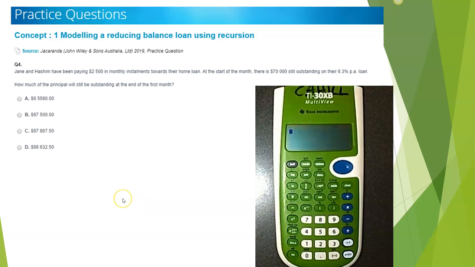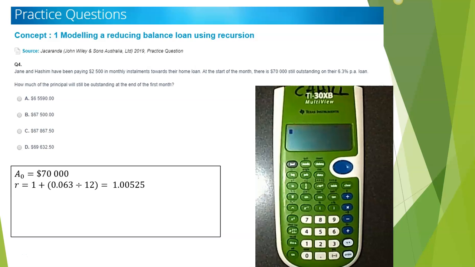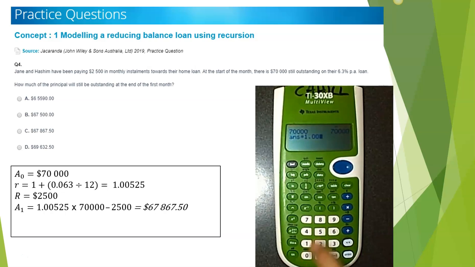Question 4. Jane and Hashim have been paying $2,500 in monthly instalments towards their home loan. At the start of the month, there is $70,000 still outstanding on their 6.3% per annum loan. How much of the principal will be still outstanding at the end of the first month? We write our recurrence relation, and we work out the first month. So here we use our calculator, enter A1 times 1.00525, take away our payment, 1, and here we see $67,867.50, which is answer C.